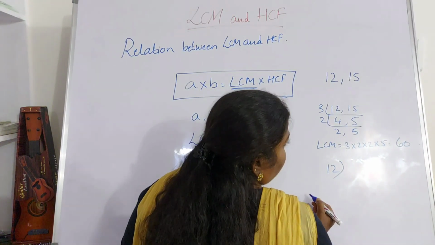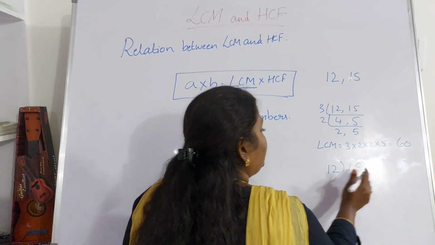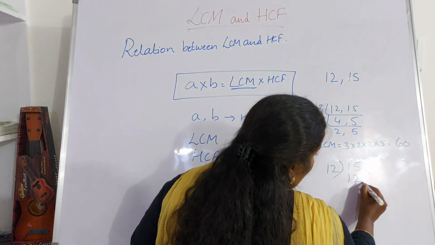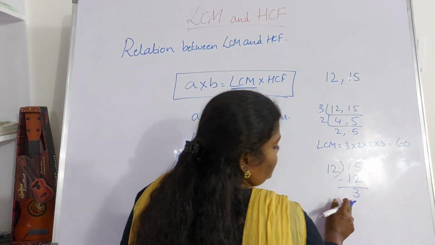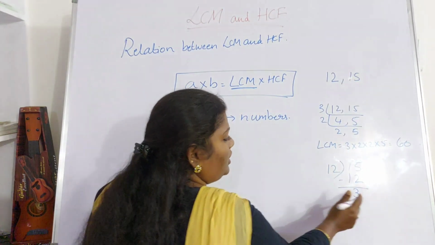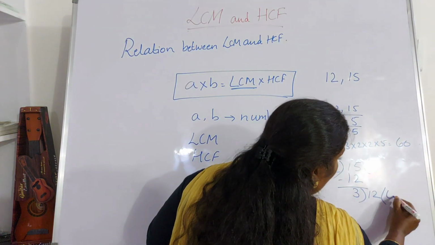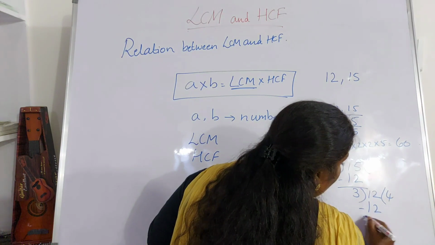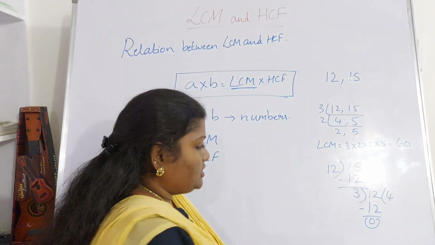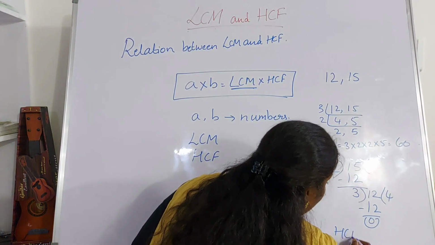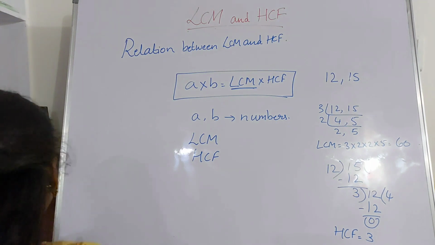12 is the smaller number and 15 is the bigger one. So this is the dividend. 12 ones is 12. When you subtract, you get remainder 3. As 3 is smaller, take this 12 down as the dividend. Now 3 4s is 12. When you subtract, you get remainder 0. So HCF is 3.